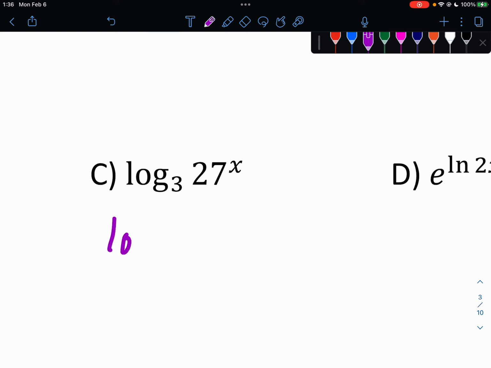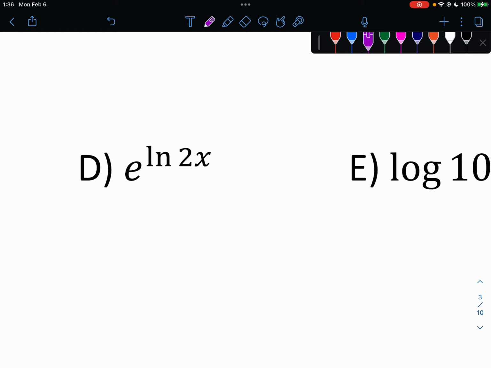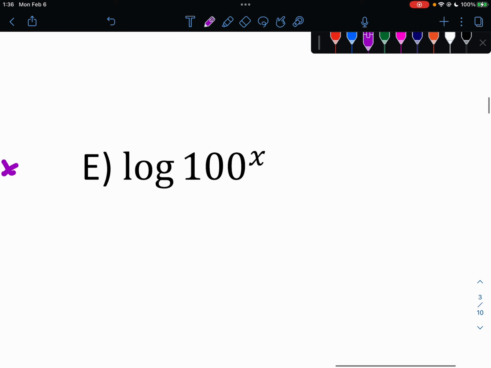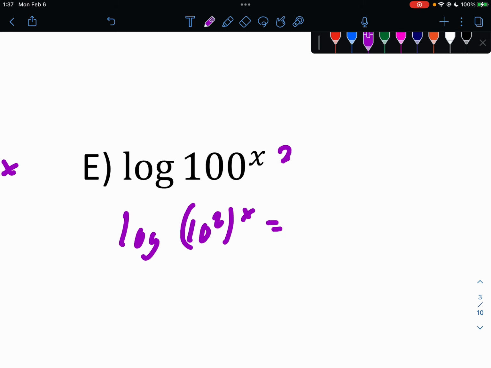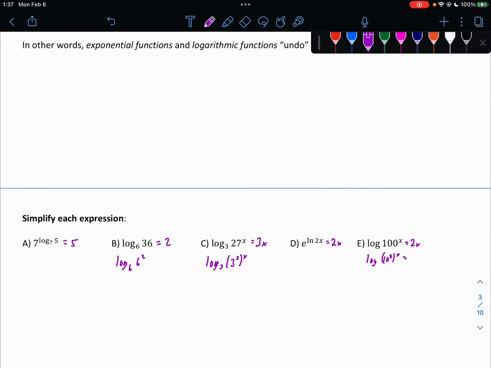Third one we can write as log base 3 of 3 cubed to the x. Log base 3 of 3 will cancel out, and we're left with 3x. Fourth one, e to the ln, that's e to the log base e, cancels out, and we're left with 2x. And our last one, we can rewrite this as log of 10 squared to the x. Log base 10 of 10 cancels out, we're left with 2x. Now pause this video and try the next set of 5 on your own.